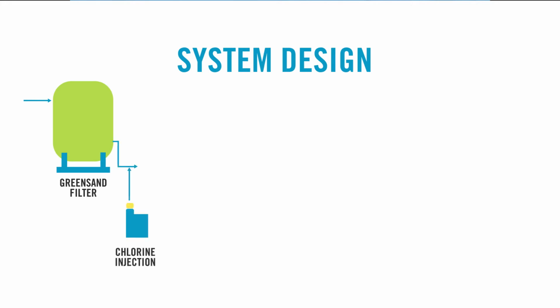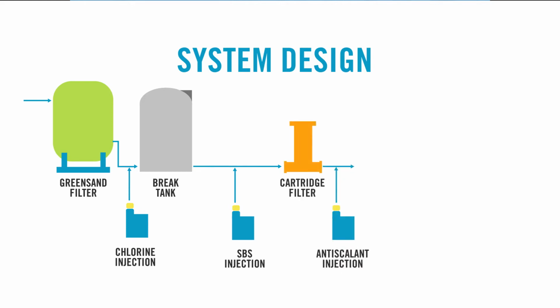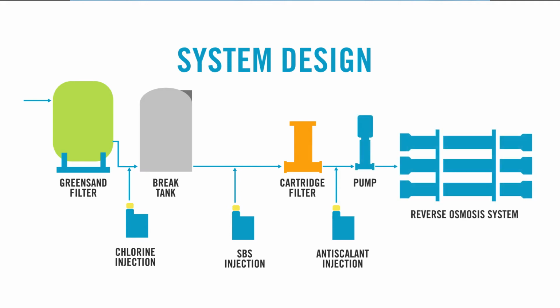Now we'll focus on the system design. The water from the well first entered a green sand filter for the removal of metals. After the green sand filter, there was a chlorine injection, which combated the biofouling that the site had experienced in their break tank. After the break tank, there was an SBS injection to reduce the chlorine, protecting the RO from oxidation damage. After this was a cartridge filter, an anti-scalant injection to prevent scaling of the RO, then the high-pressure pump which fed the RO system.